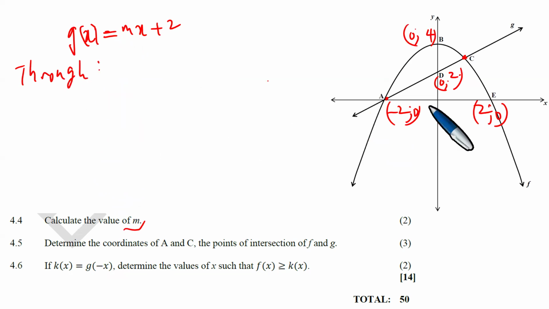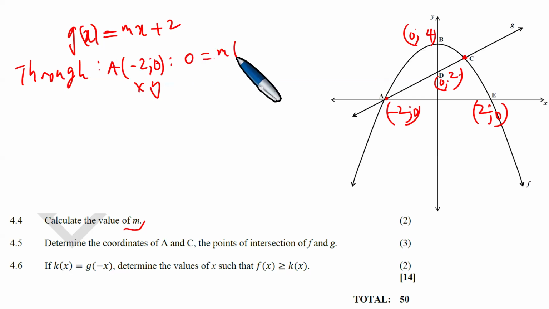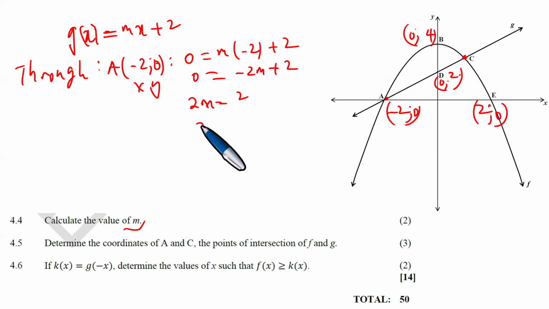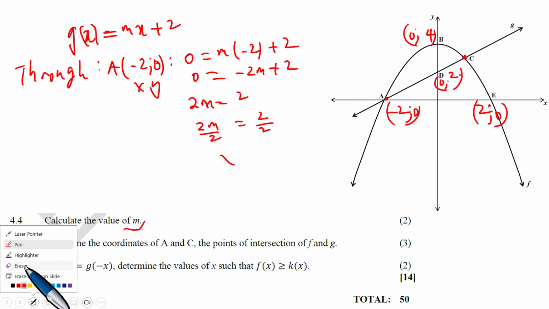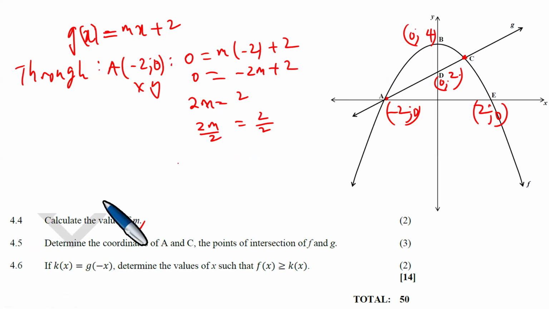Take one of the points, like it passes through A, whose coordinates you know, D, whose coordinates you know. Let's just pick A, with the coordinates minus 2 and 0. So Y is 0, which is M times the X, which is minus 2, plus 2. 0 equals M times minus 2, minus 2M plus 2. You transpose this one, getting 2M equals 2. You divide by 2, both left and right, getting M equals 1.